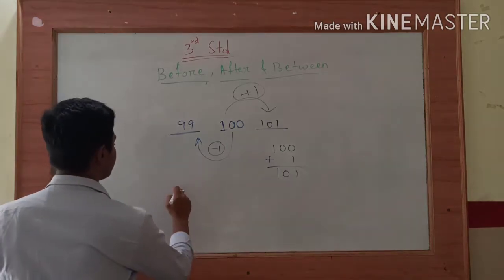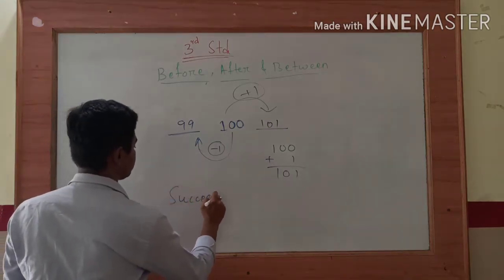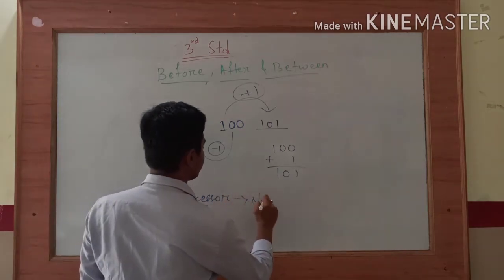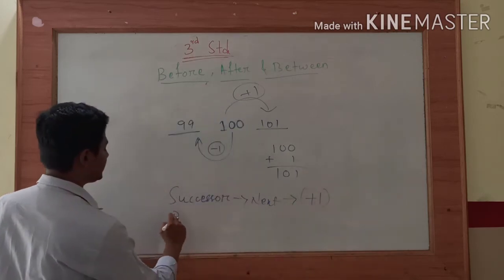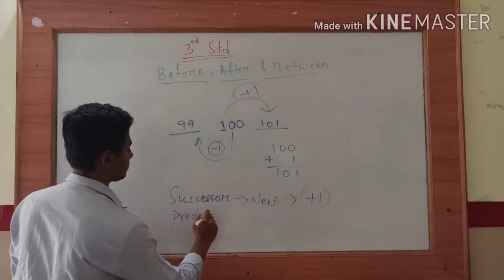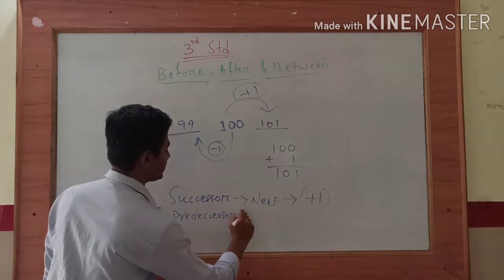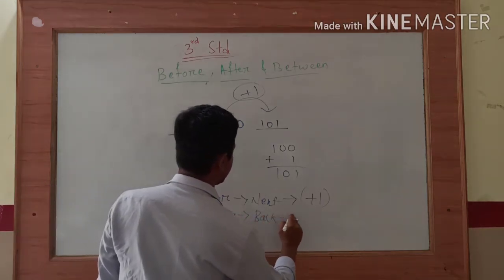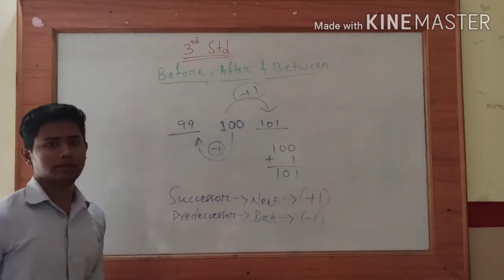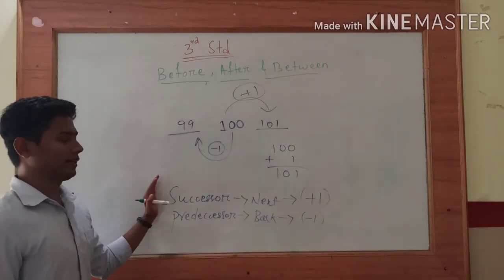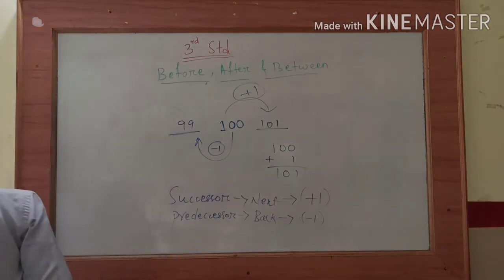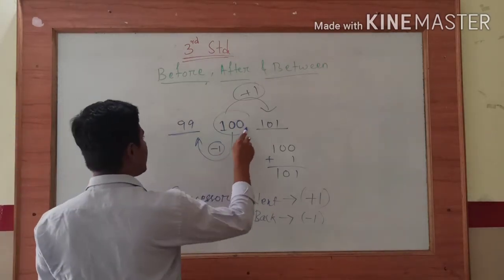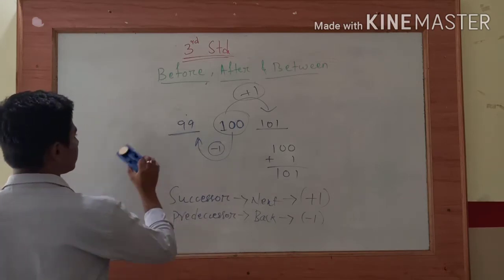Next number means plus 1, back number means minus 1. You can write successor, that is next number, so you do plus 1. And predecessor, that is back number, you write minus 1. Understood everyone? Predecessor minus 1, successor plus 1. And 100 is in between 99 and 101.